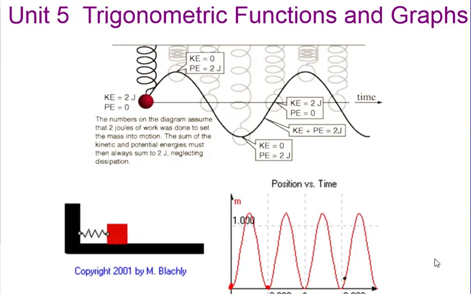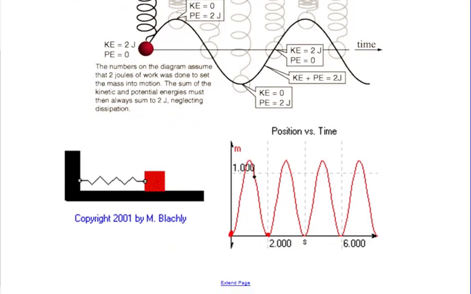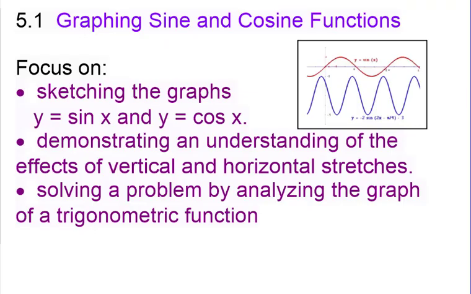Today we're going to be starting section 5.1, which is trigonometric functions and graphs. So we spent the last unit looking at different trig functions and their values using the unit circle. This unit is going to be spent graphing them. So we're going to start today by graphing sine and cosine functions.